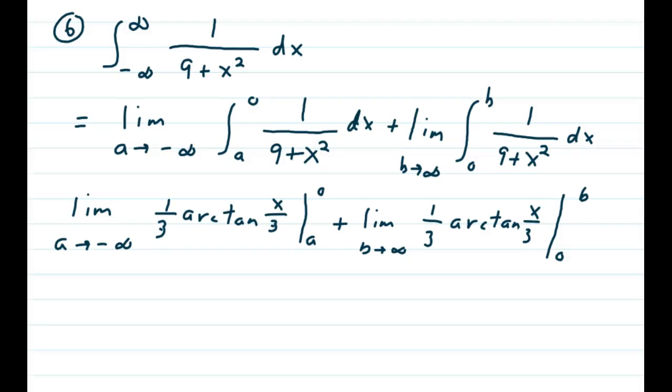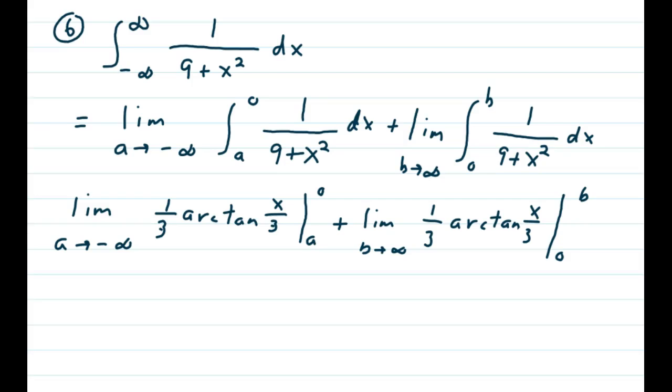Problem 6. A doubly improper integral, because not only are we going up to positive infinity, we're going down to negative infinity. So we have the improper integral from negative infinity to infinity, 1 over 9 plus x squared dx. And in order to do this problem, we have to separate it into two distinct problems.